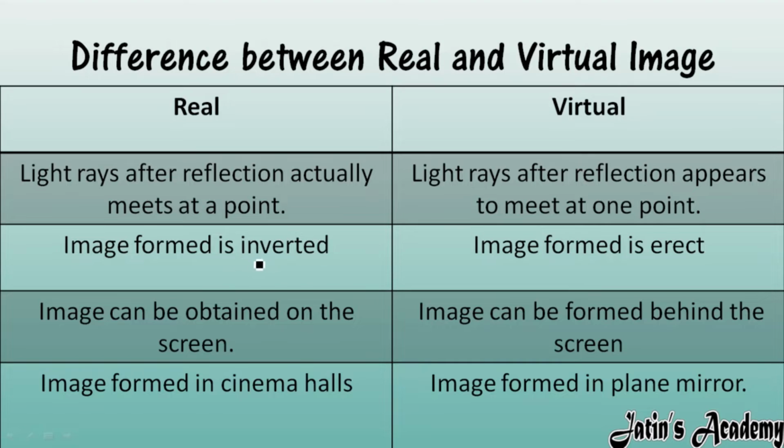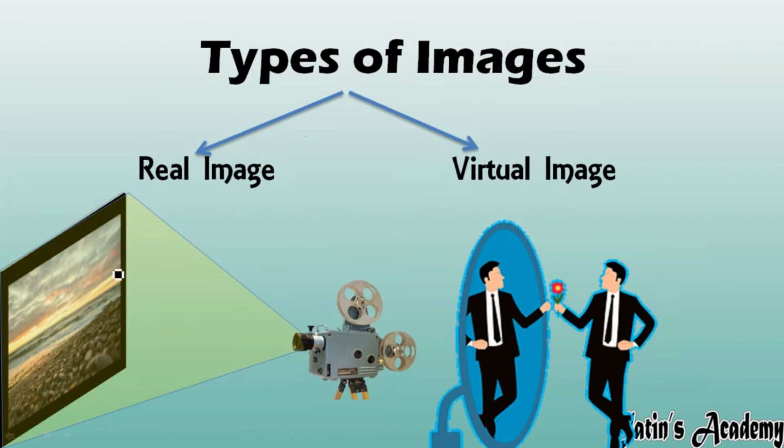A real image is always inverted. Inverted means upside down. An upside-down image is always formed in a real image. Then you will ask, why is an inverted or upside-down image not seen in a projector or in a cinema hall? Because the projector is also already kept in an inverted form.